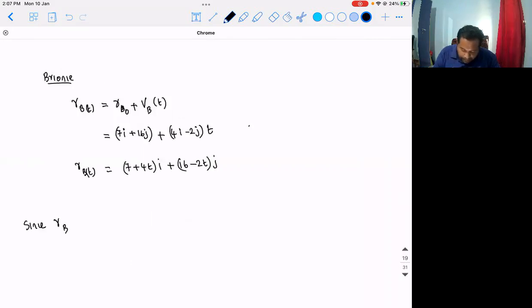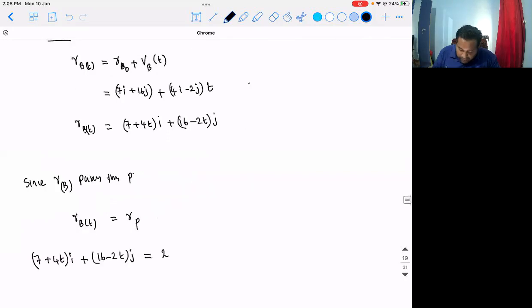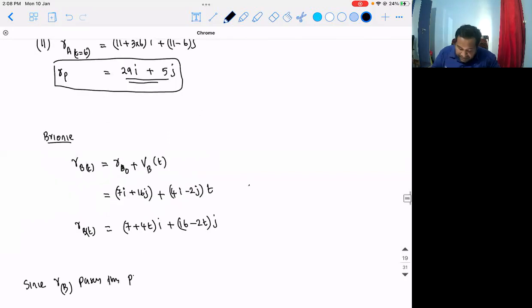Since Brioni passes through P, we can say that R_B of t is exactly equal to the position vector of P. So that means (7 + 4t)i + (16 - 2t)j is exactly equal to the position vector of P that we already calculated: 29i + 5j.